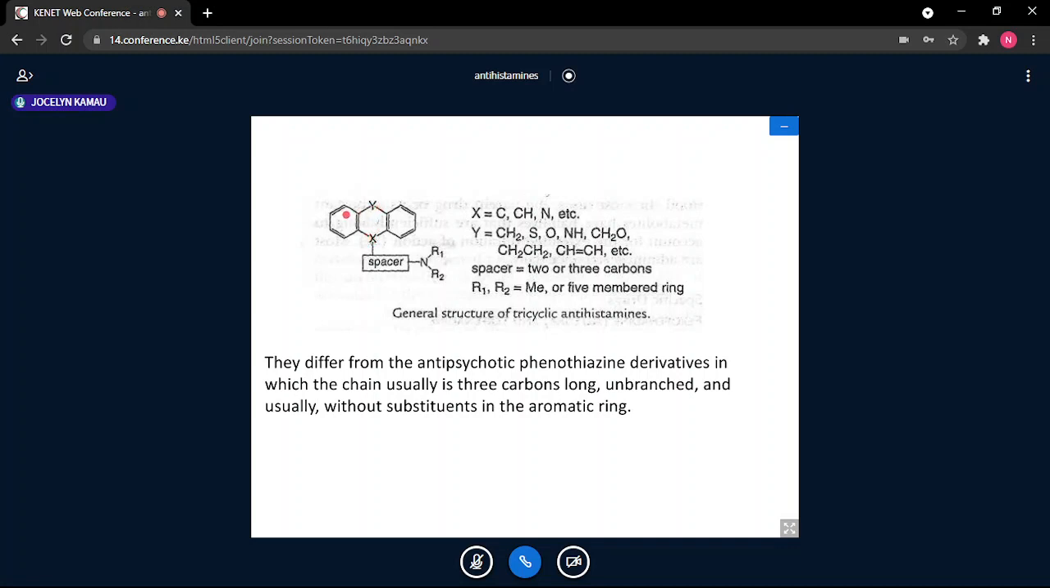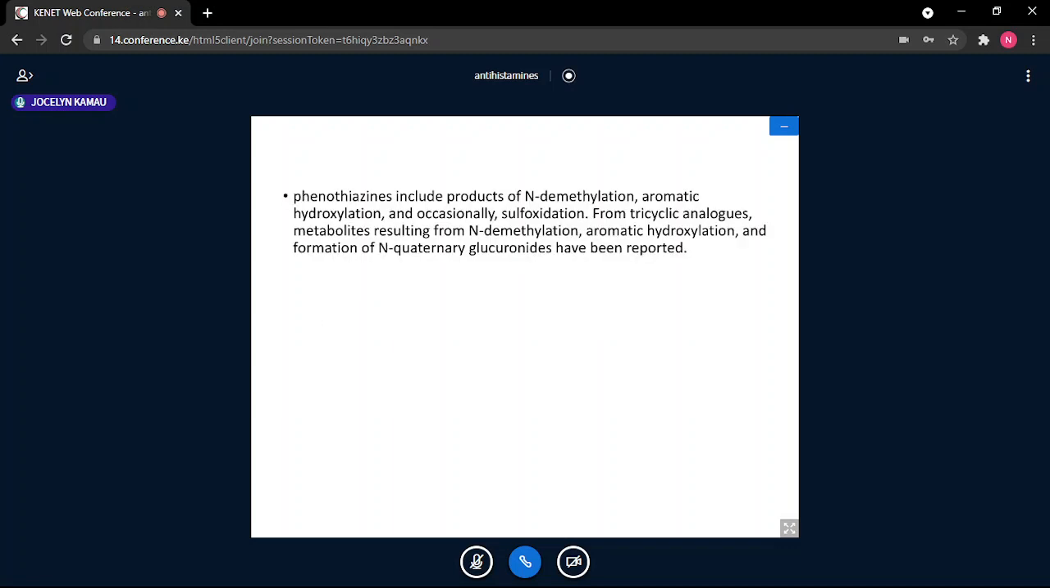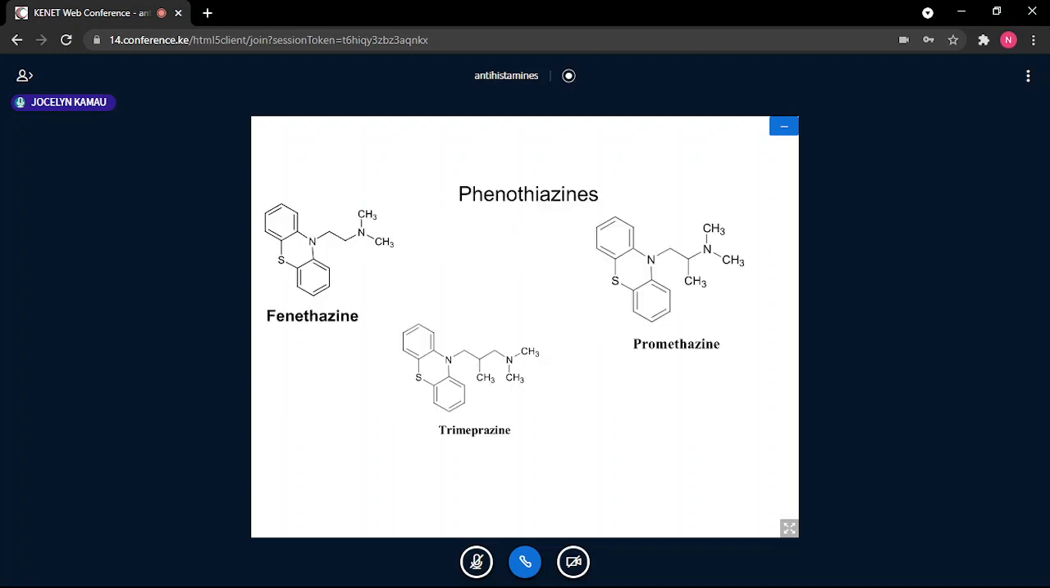Y can be a CH2 to give us the dibenzocycloheptanes. Y can be a CH double bond CH, and this is a carbon, to give us the dibenzocycloheptenes. So that's why we are saying those are the cyclics. Y can be a sulfur, and X can be a nitrogen to give us the phenothiazines. So I hope you understand. That's why we are saying all of them are cyclic derivatives, because you can't change the X and Y and get drugs.